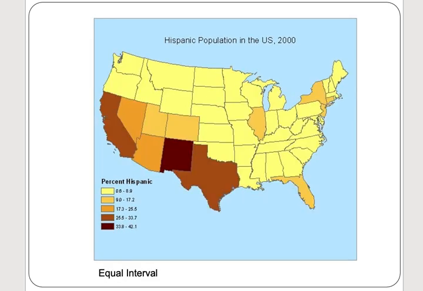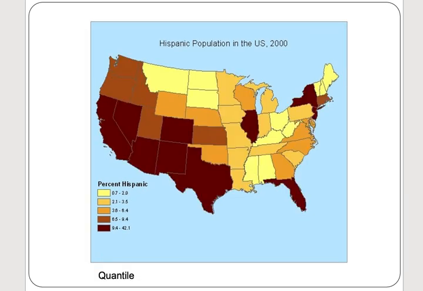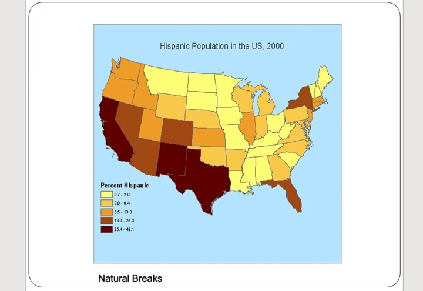Our next data classification is the equal interval. With equal interval we still have 5 classes, but we can see how the data is visually showing here as not as prevalent of a Hispanic population as we see in these other data classification types.